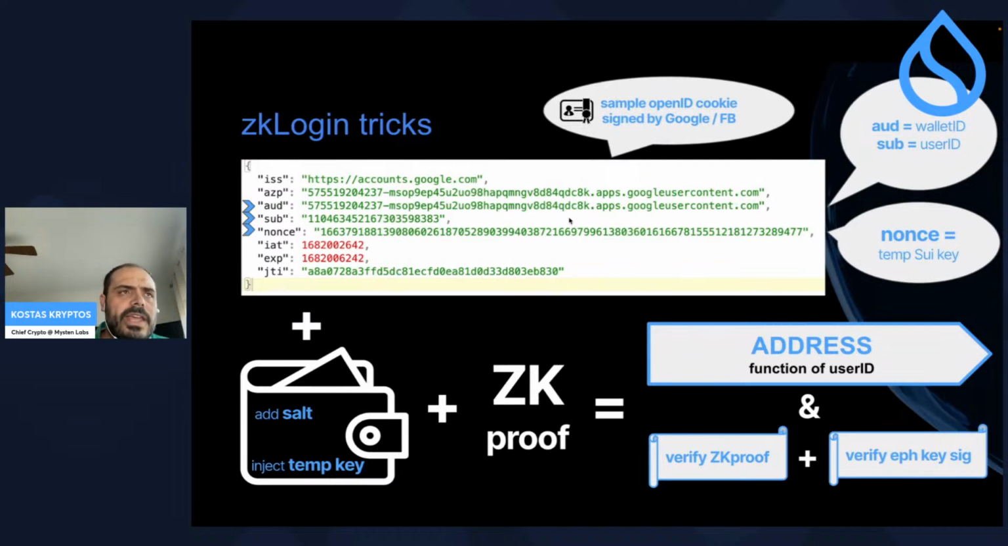And we get this cookie, we put an ephemeral key here, the wallet is adding some entropy, some salt. You don't need to know this, it's an implementation detail. I'm injecting the temp key as I explained before.